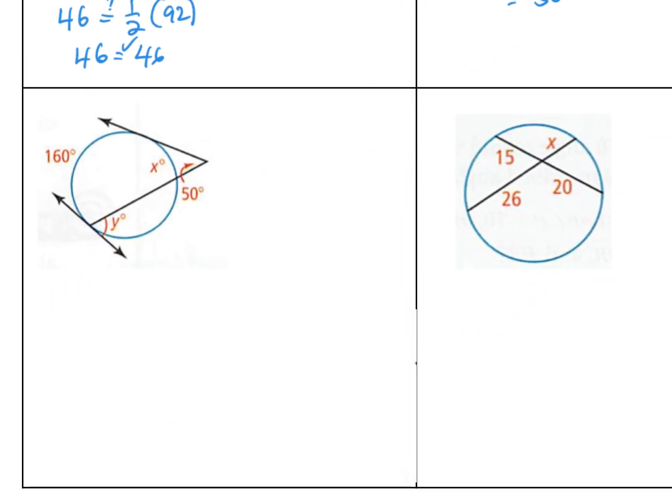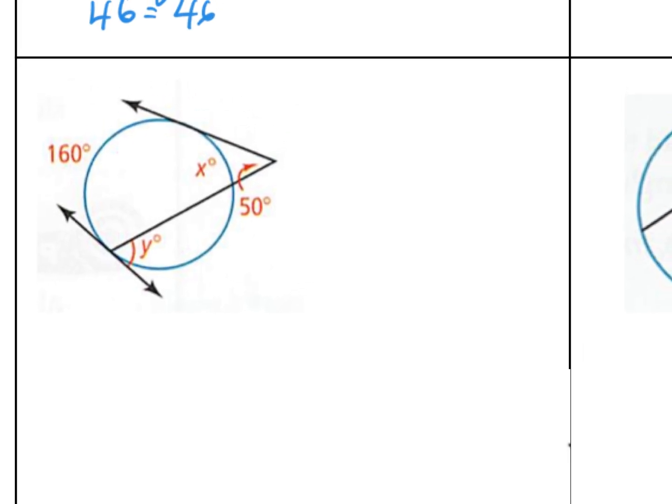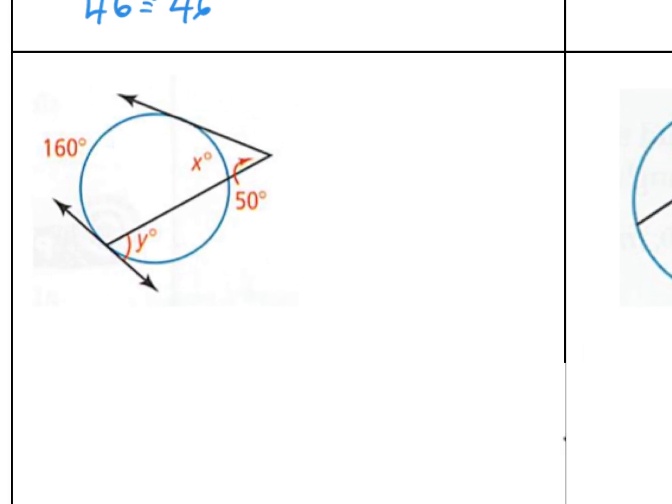Okay, let's go to the next one. Here, there are two variables that we're going to find. So if I'm going to find the value of my x in here, given this angle, I'm going to go backward. It's going to be 50.